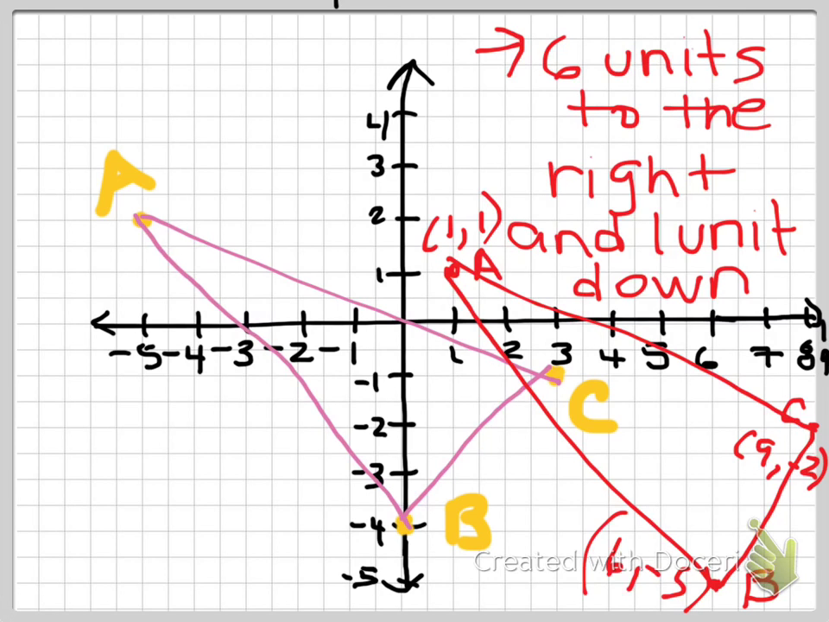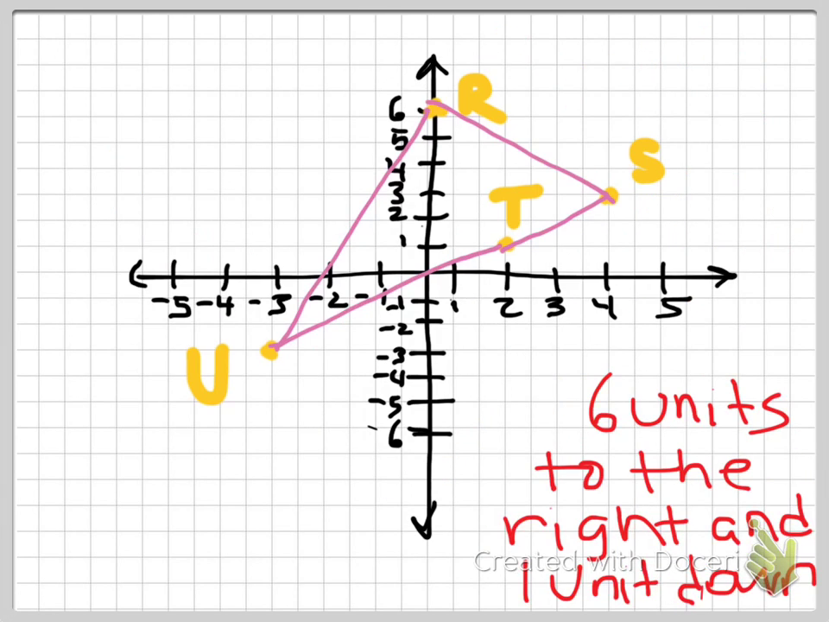We're going to do the same thing to the next graph. This asks us also to do 6 units to the right and 1 unit down for each point. So we're going to do that for letter R. If we do 6 units to the right, that brings us to 6 on the x-axis right here. And then 1 unit down is going to bring it down to 5 on the y-axis. So your new point for R would be right here.